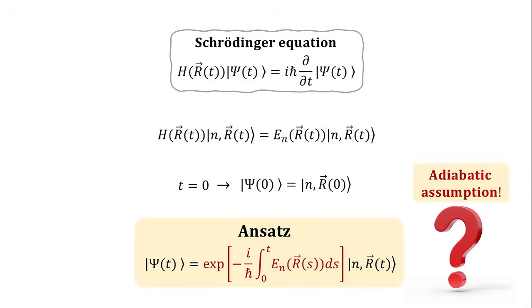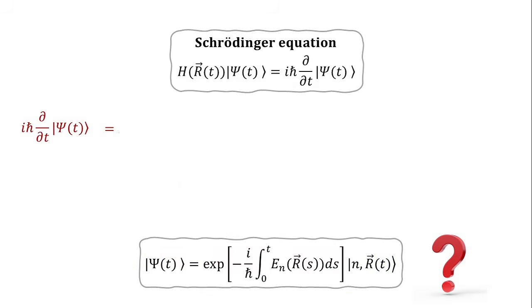The condition under which a quantum system remains in its instantaneous eigenstate during the time evolution of its Hamiltonian, provided that the change in the Hamiltonian is slow enough and there are no level crossings between the eigenstates, is commonly called the adiabatic assumption. To verify whether this ansatz satisfies the Schrödinger equation, we substitute the expression for psi into the equation.